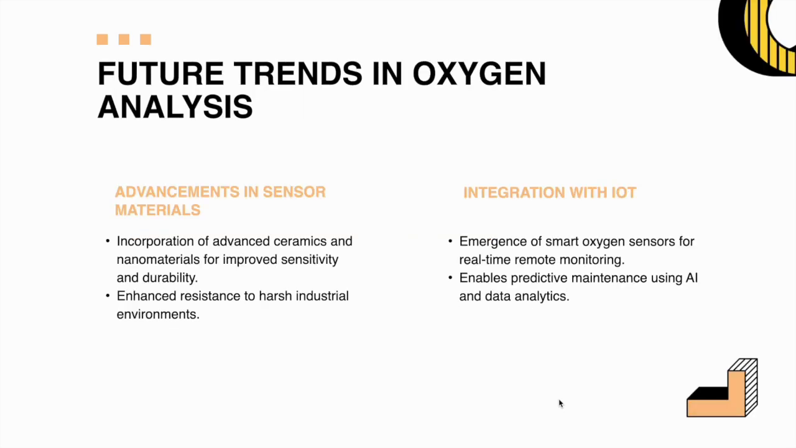So now moving on to the future trends in oxygen analysis. Number one being advancement in sensor materials. The incorporation of advanced ceramics and nanomaterials has greatly improved sensitivity and durability and has enhanced resistance to harsh industrial environments. The second one being integration with IoT. Now the emergence of smart oxygen sensors for real-time remote monitoring.